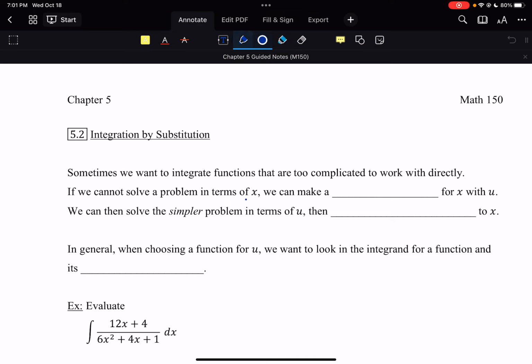If we cannot solve a problem in terms of x, we can make a substitution for x with u. Then we can solve the simpler problem in terms of u and switch back to x. This allows us to take an easier antiderivative and still maintain a solution that ends up being in terms of x, the original variable. In general, when choosing a function for u, we want to look in the integrand for a function and its derivative.